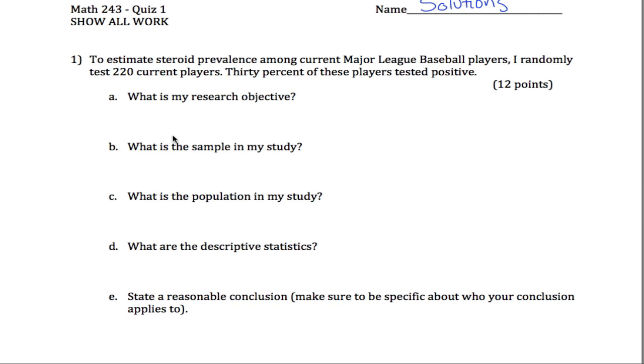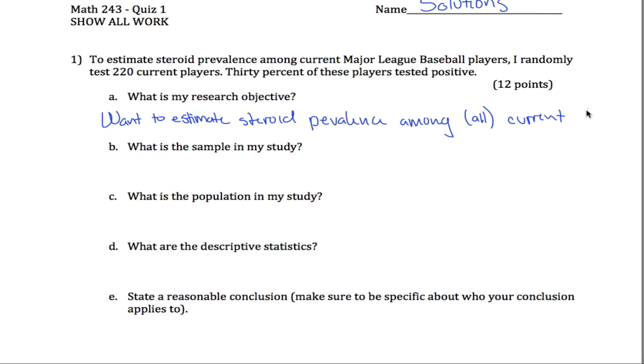It's stated right in the first sentence here, or damn near. I want to estimate steroid prevalence among, maybe in parentheses I'll write all here, although you don't need to put that in, all current Major League Baseball players. The reason I put all here is to point out that my research objective really should have to do with my population, and we'll see later that our population is all current MLB baseball players, not just these 220 that we tested.